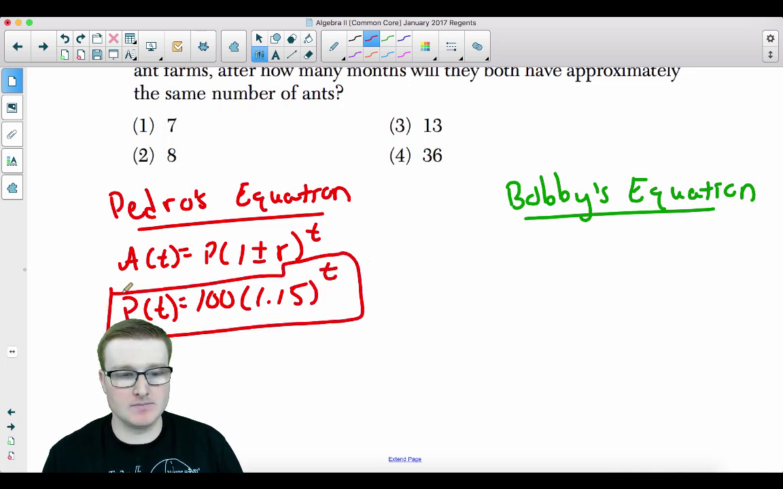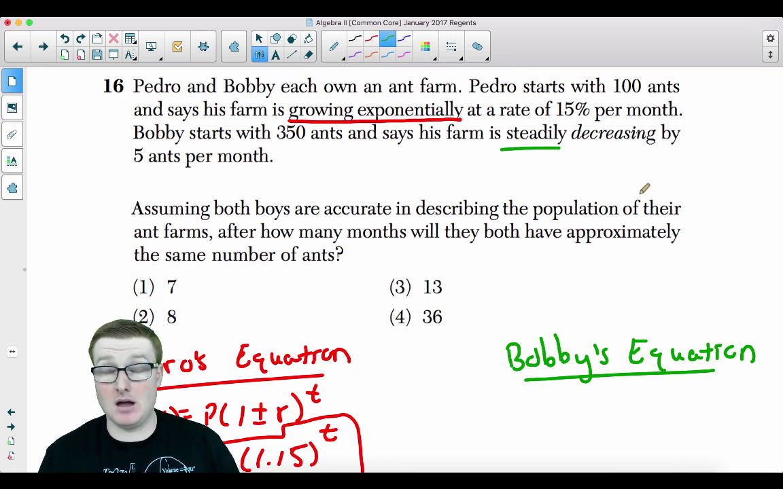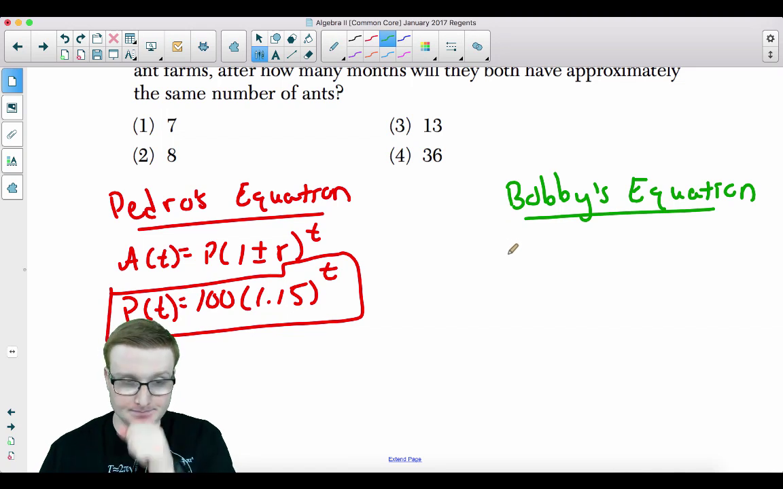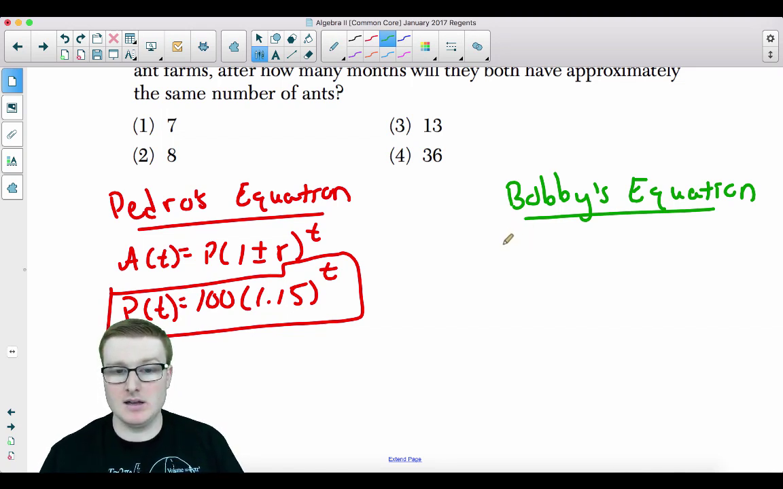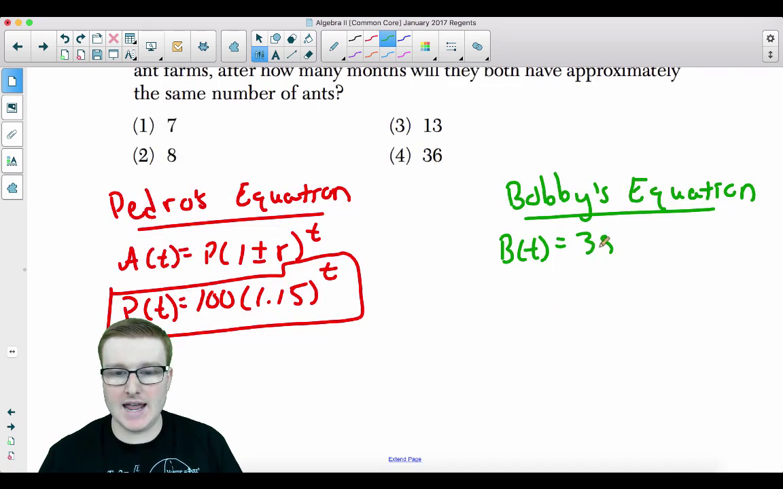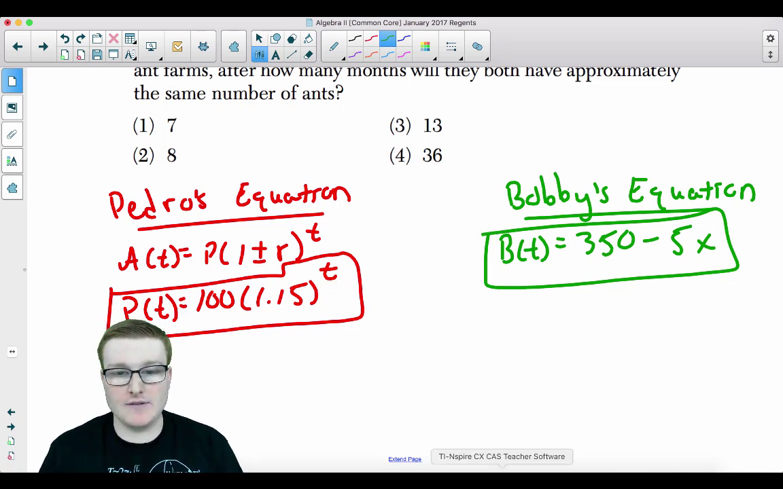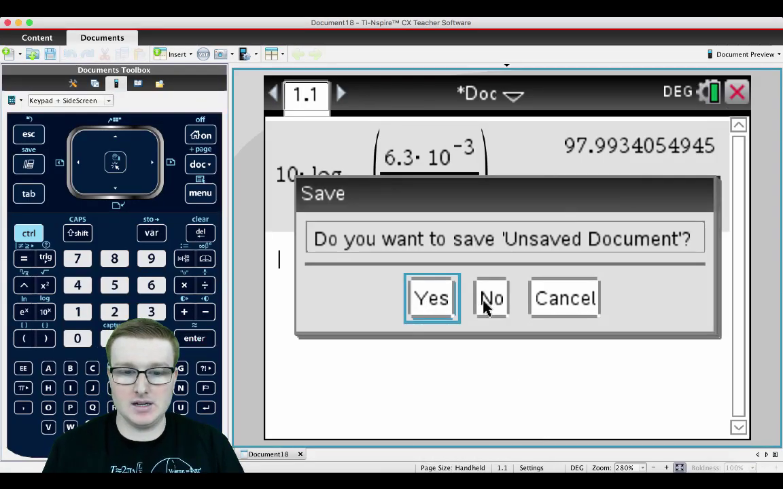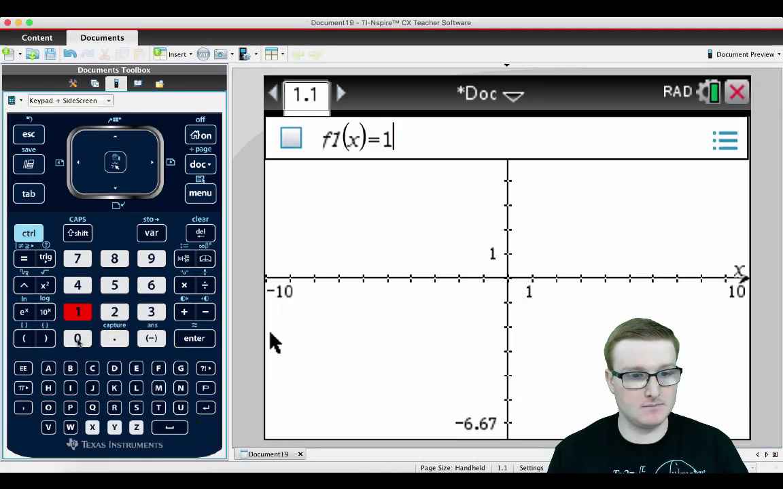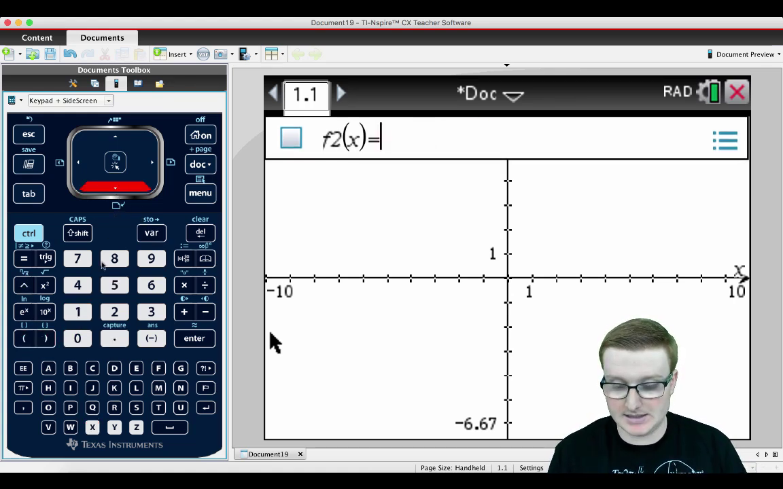This is Pedro's equation. And Bobby's equation: he says it's decreasing steadily by 5 ants a month. So that means his is a linear function. So B of t, or y equals, he starts off with 350 ants, and he's subtracting 5 ants per month. So this is Bobby's equation. So it's an exponential function and a line. What we're going to do is go to our graphing calculator and find the point of intersection. Here we go. Make sure you type in an X into the calculator because it doesn't recognize T.